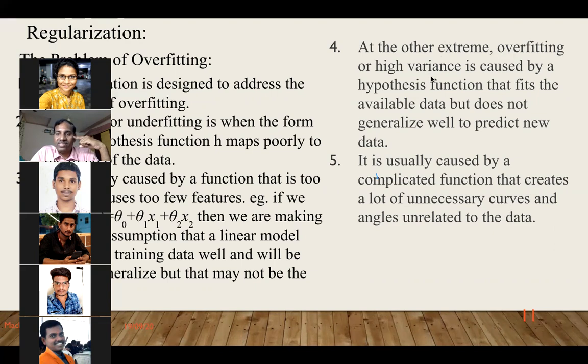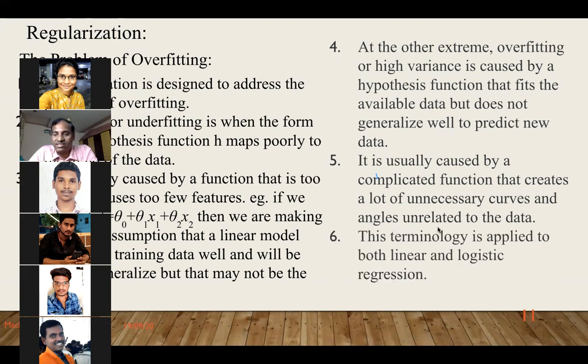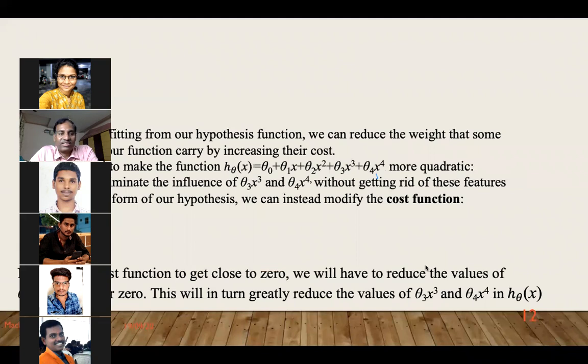So when you fit by taking nonlinear functions like squares, polynomials, you can fit the training data set very well. But it gives lots of curves, so it loses generalization. That is the problem when you take a nonlinear hypothesis. It is usually caused by a complicated function that creates a lot of unnecessary curves and angles unrelated to the data. This terminology applies to both linear and logistic regression.